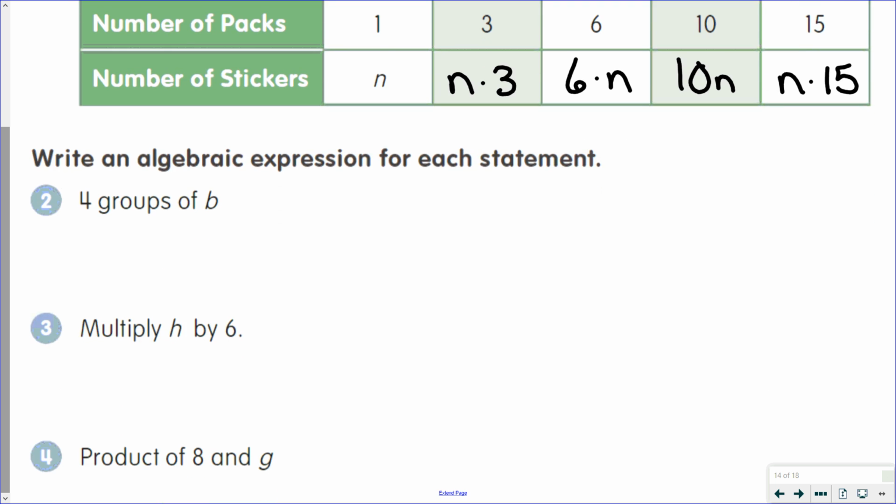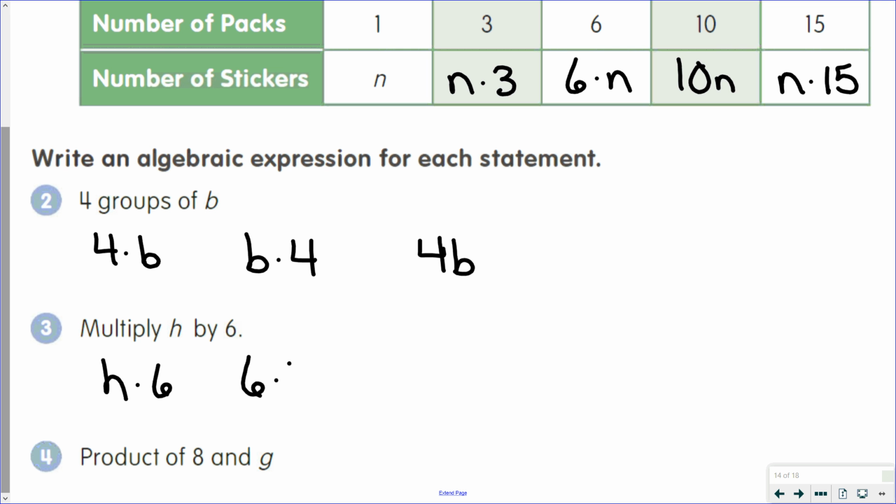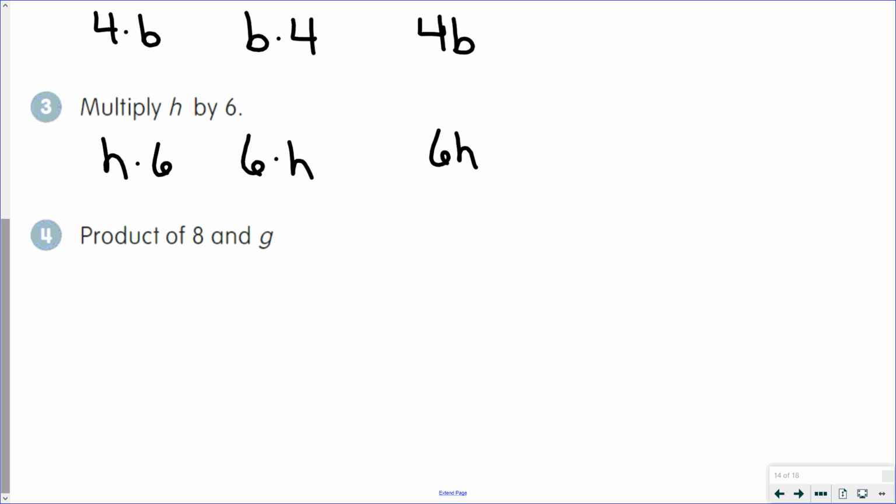So if we have 4 groups of b, 4 times b, b times 4, or 4b are all acceptable ways to write your answer. Multiply h by 6: h times 6, 6 times h, or 6h. Product of 8 and g: so you could have 8g, 8 times g, or g times 8. Any of those would be acceptable answers.